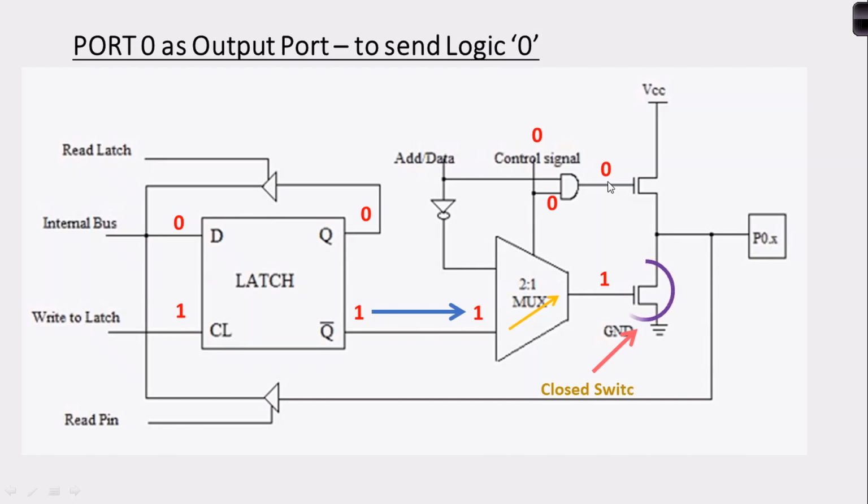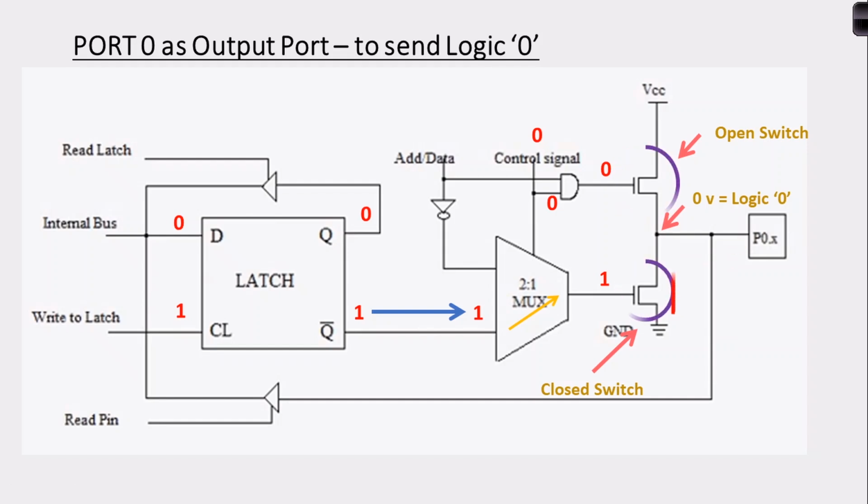And then you can observe in the upper side we are having logic 0. So this particular MOSFET is in the off state, so it is an open switch. Since it is a closed switch over here, I can get a path which is connected to ground. That is why the logic at this particular point is 0 volt, and I can call it logic 0. This is how we are going to get logic 0 into our particular port 0.